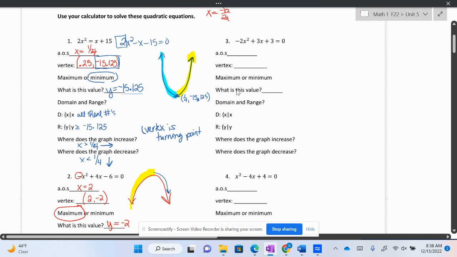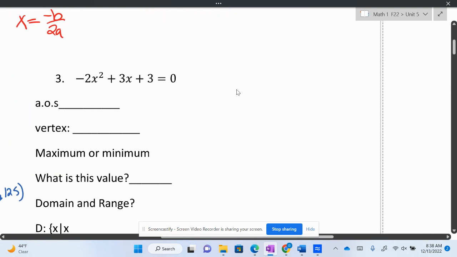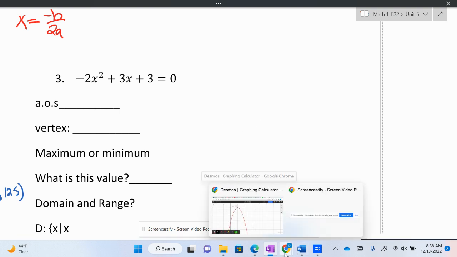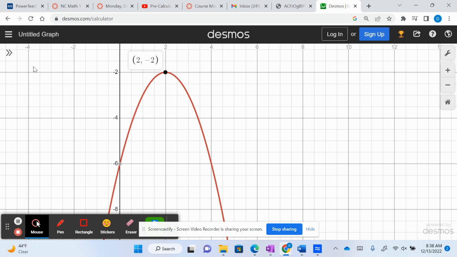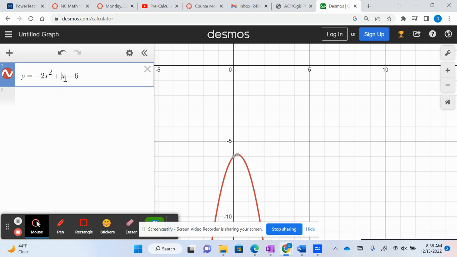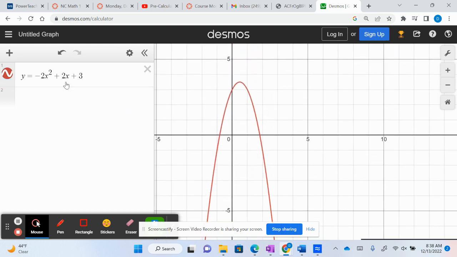Okay. Let's look at number 3. Let's put this equation into Desmos. Negative 2x squared plus 3x plus 3. This will be the last one that we graph. Y equals negative 2x squared plus 3x plus 3. I think that's what it was. Is that right? Okay. Let's look at this one. It's plus 3x plus 3.